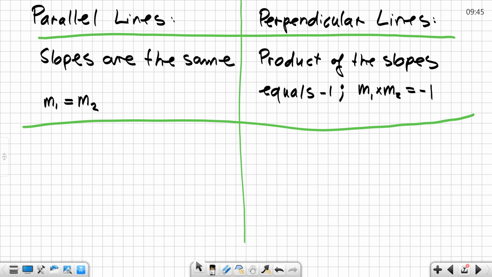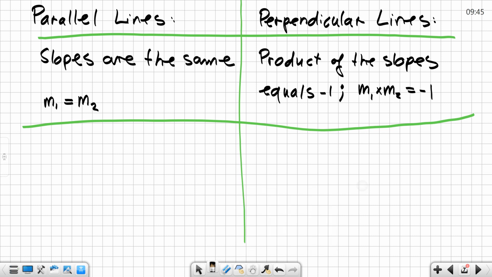In this next part, we are going to be looking at parallel and perpendicular lines and their slopes. So the first fact is not going to be a big surprise to you: the slopes are the same if two lines are parallel, and vice versa. If two lines have the same slope, then they are parallel.